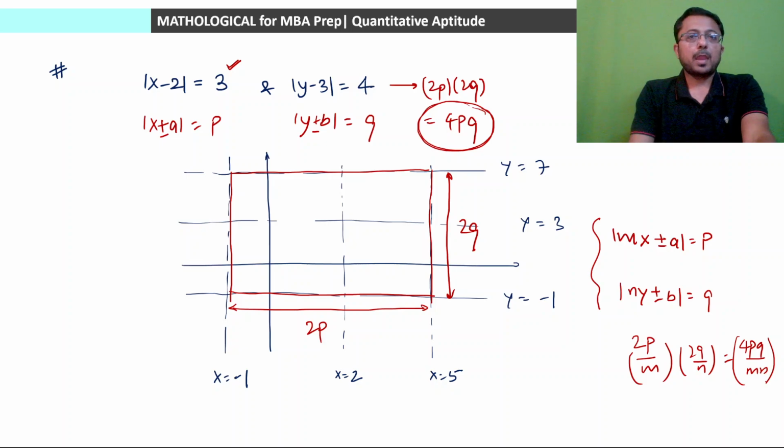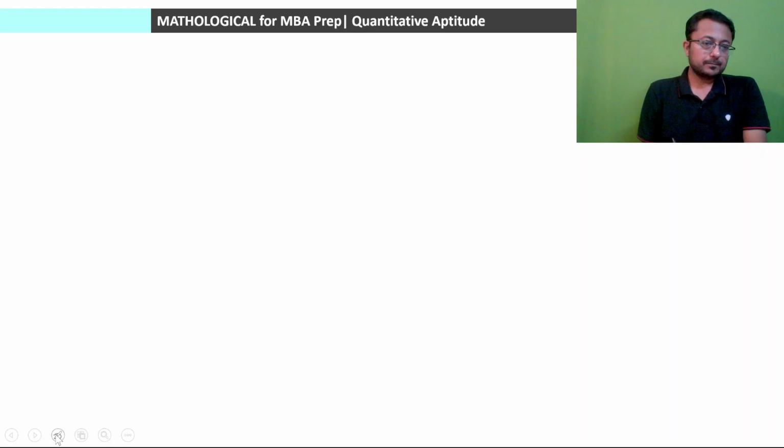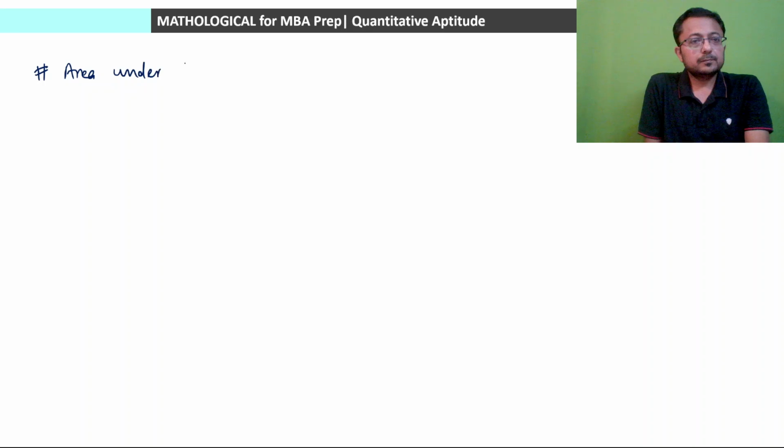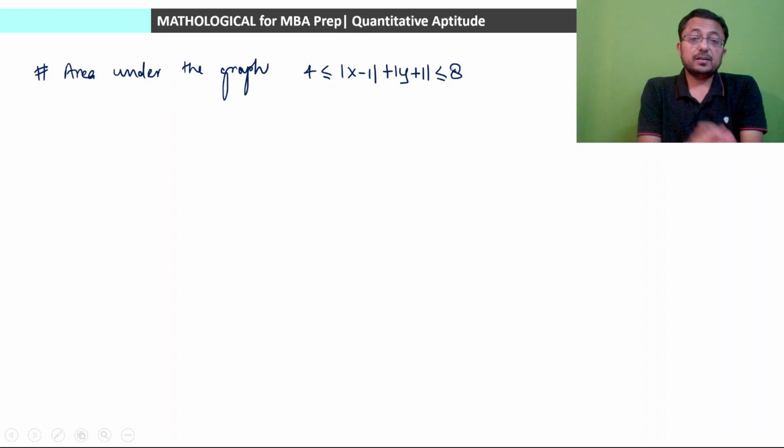Okay. Now let us consider another graph. Let's take another type. So find out the area under the graph: 4 is less than or equal to mod of x minus 1 plus mod of y plus 1, and that is less than or equal to 8.